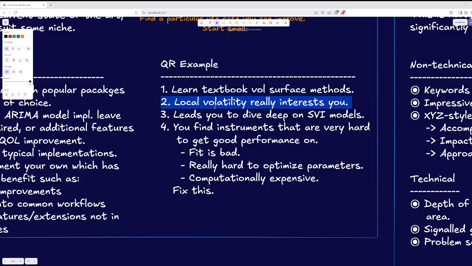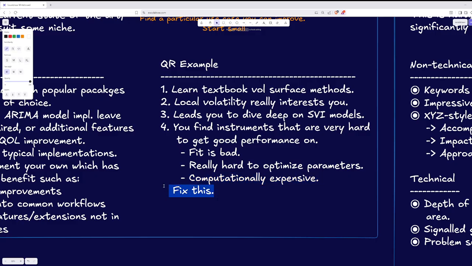So then maybe you do a deep dive on SVI models, and that's the thing that you find really, really interesting. So you look at how those are used to fit, say, vol surfaces to some exotic financial instruments. And then you find some where it doesn't perform so well. Let's say the fit is bad, or it's very hard to optimize the parameters, the current solvers, again, similar to over here, are not robust or something like that. Or maybe it's just very computationally expensive.